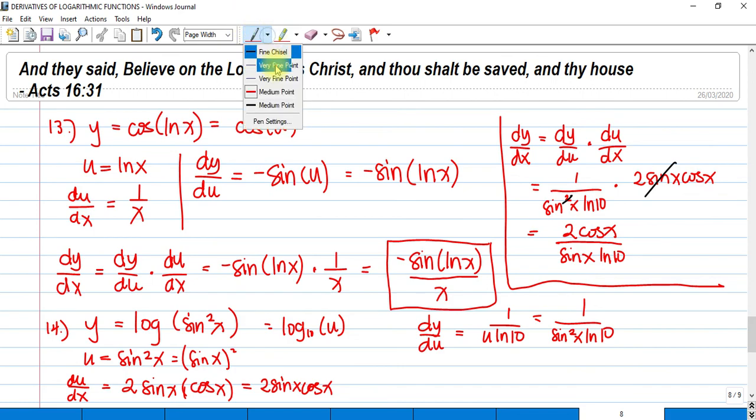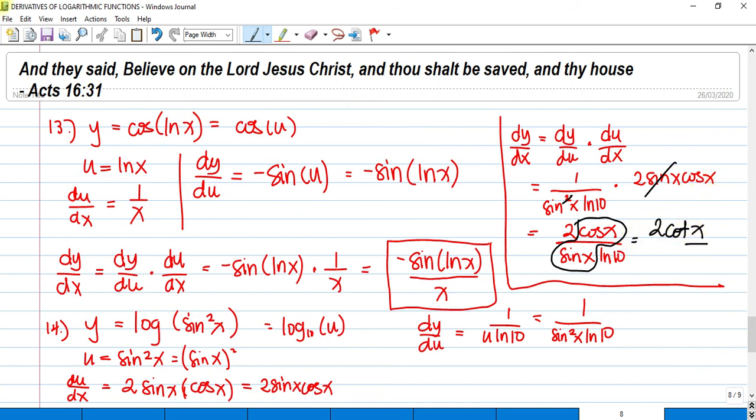But if you notice, as a trigonometric identity, cosine over sine of x is equal to cotangent of x. So we'll have 2 cotangent of x over ln of 10. So this is our final answer.